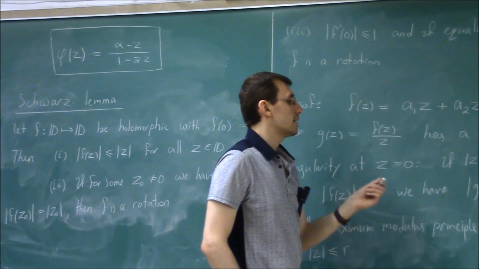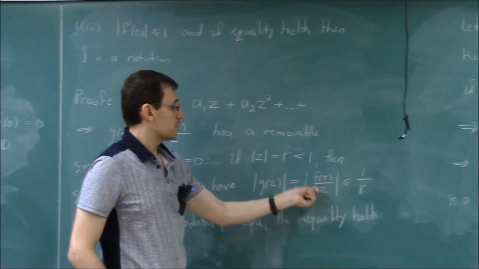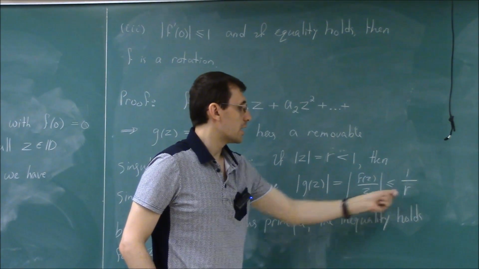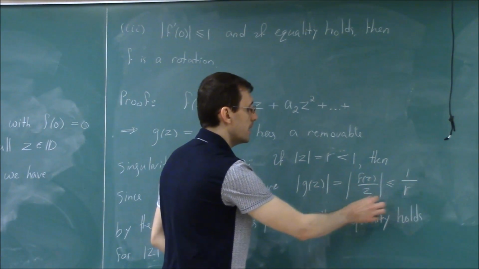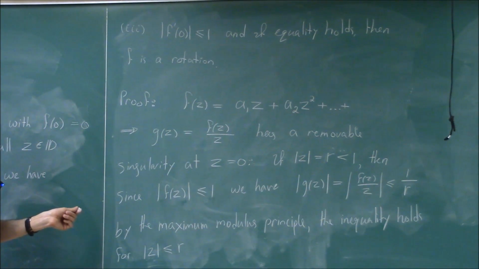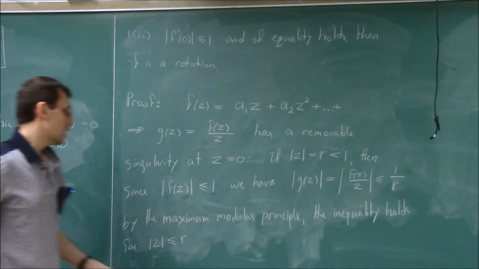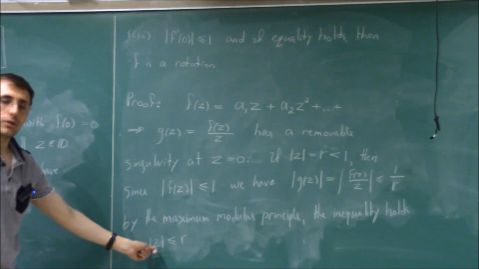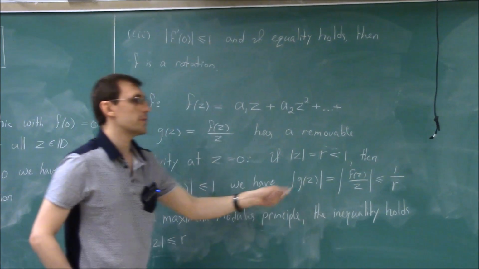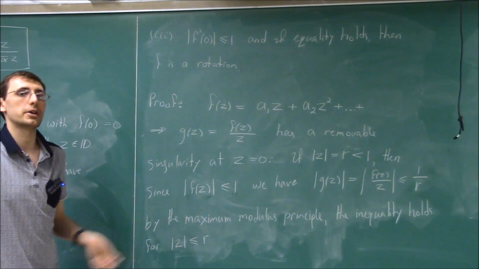We have that the magnitude of g is equal to the magnitude of f over z, which is less than or equal to 1 over r, since the magnitude of f of z is smaller than 1 when the magnitude of z is equal to r. And here we apply the maximum modulus principle. So this is not only true on the circle |z| equal to r, it's true on the inside of this circle. Because this function is holomorphic, its modulus can only take its maximum on the boundary, or else the function is constant.